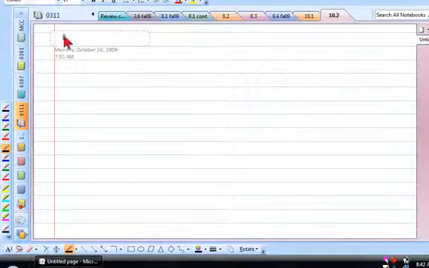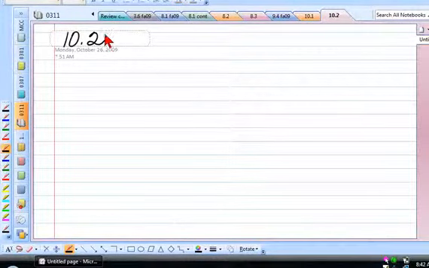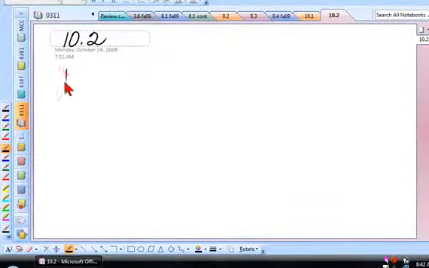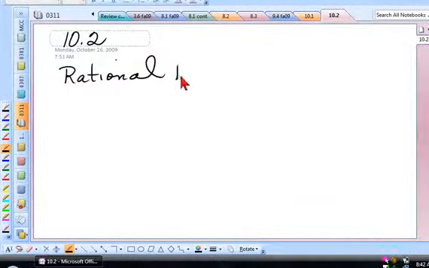Okay, we're going to take a look now at section 10.2, which is going to have us looking at some other ways to write square roots. We're going to look at some rational exponents.